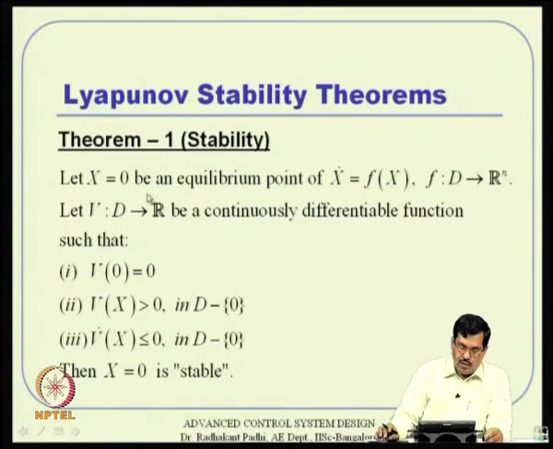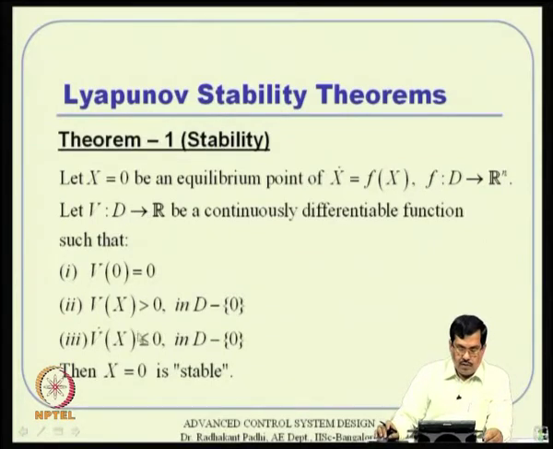The theorem reads like this: let x equal to 0 be an equilibrium point of this system, the regular thing that we started with, f defined from D to Rn, and let V, from D to R, be a continuously differentiable function such that these conditions hold. That means V of 0 has to be 0, you have to select a V of x which satisfies this, and V of x is strictly greater than 0 in D minus 0. Conditions 1 and 2 taken together say that V of x has to be a positive definite function, defined in this domain D.